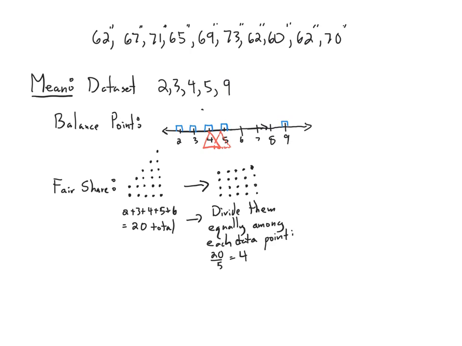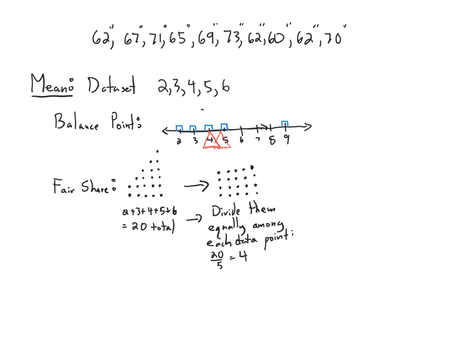Another way is the idea of fair share. So imagine with this data set, so I'm going to go back to the normal data set. Instead of 9, I'm going to put 6. There we go. So I can visualize my data points like this. So 2, here's 2 dots. 3, here's 3 dots. 4, 4 dots. 5, 5 dots. 6, 6 dots. So there are my 5 data points.